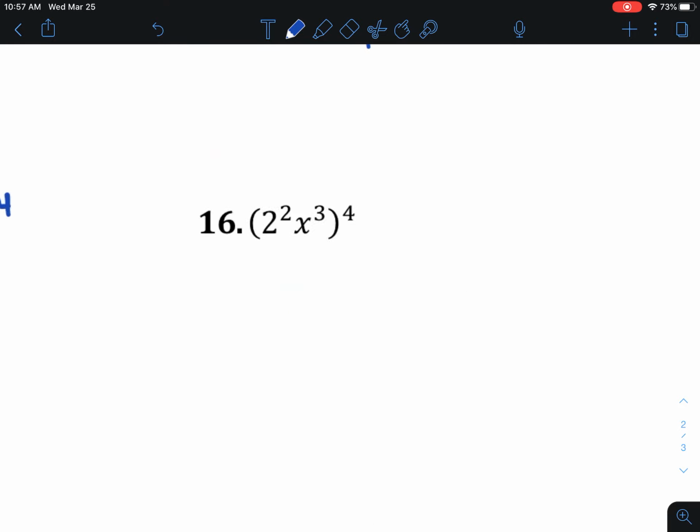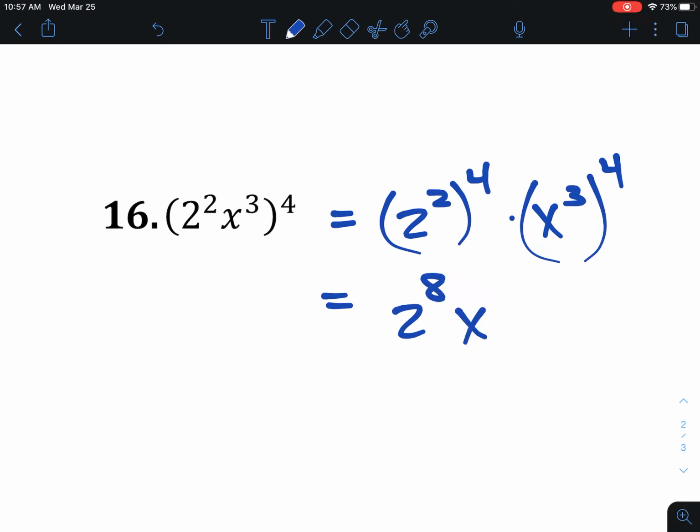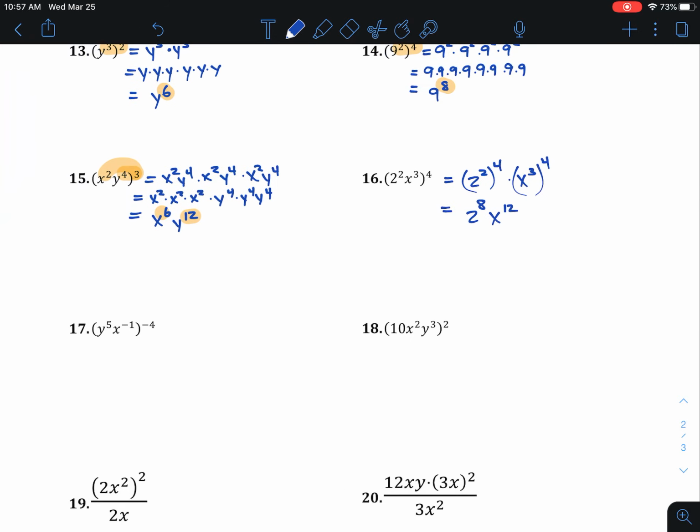For the next one, I'm going to do that little shortcut here. So that would be 2 squared to the 4th times x cubed to the 4th. Power to a power means you multiply the exponents, keep the base. So it would be 2 to the 8th and x to the, not 7th, 12th. A lot of people try and add those because you're thinking of the multiplying rule. Power to a power, we've got to multiply the exponents.